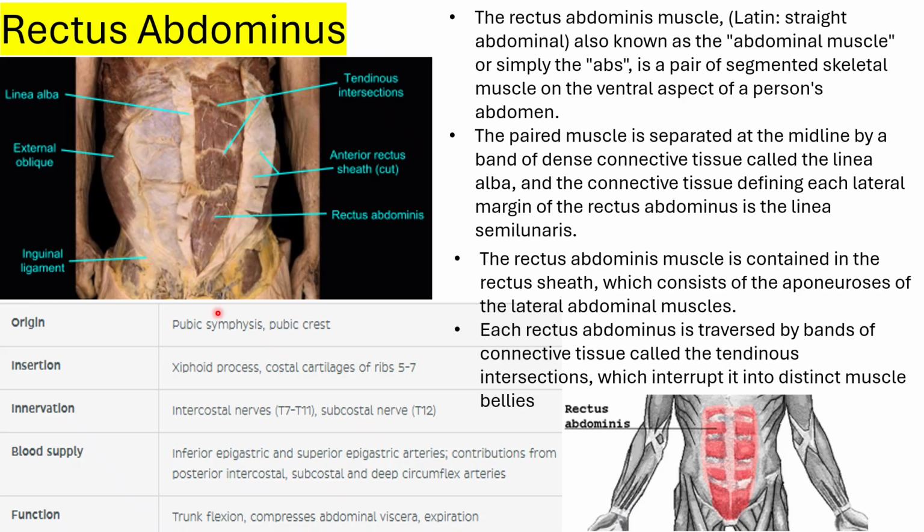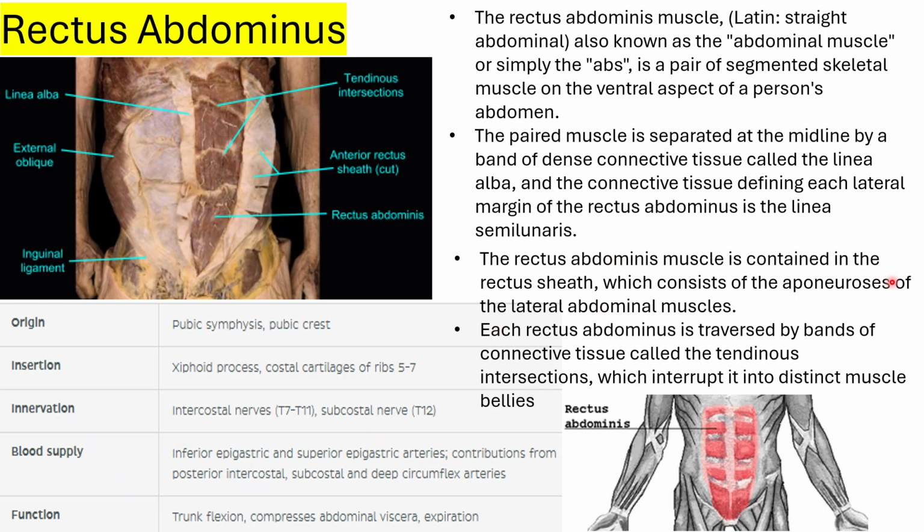The origin of rectus abdominis, as you can see, these bellies, the red ones, are all rectus abdominis, right? The famous call is abs. Rectus means straight, so straight abdominal muscle. There are a pair of segmented skeletal muscles on the ventral aspect of a person's abdomen. The paired muscle is separated at the midline by a band of dense connective tissue called the linea alba. This one here is the umbilicus. This is the linea alba, and this here on the side is the linea semilunaris. On the lateral margins, you can see this muscle is very well defined on all sides.